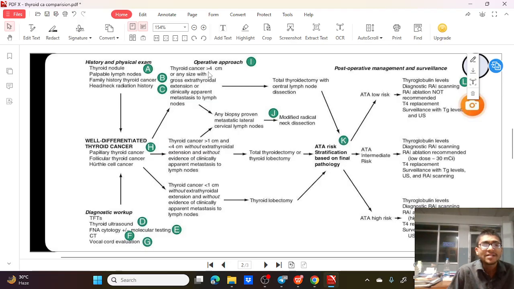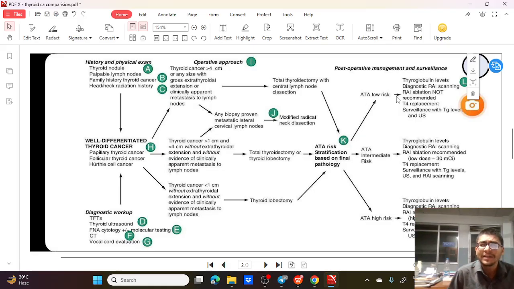And in case when the size is more than 4 centimeter or gross thyroid extension, we go for a total thyroidectomy with central lymph node dissection. For any biopsy proven lymph node spread, lateral lymph node spread, we again go for modified radical neck dissection type 3. And after all the surgery, we will be having the risk stratification for further management, that is American Thyroid Association risk stratification.